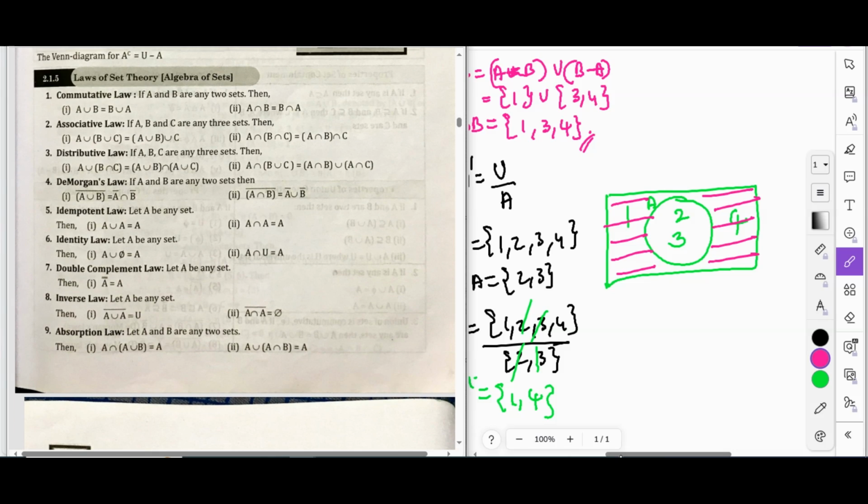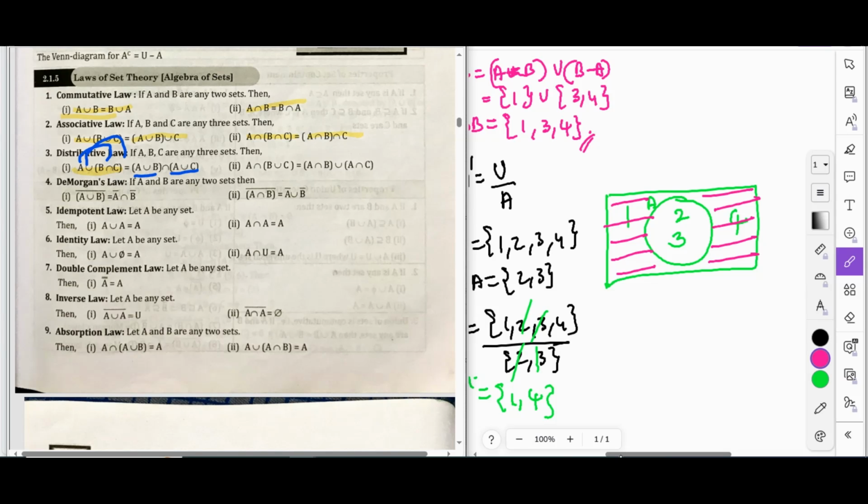Then we have the laws of set theory. What are the laws? It is the commutative law: A union B equals B union A, and A intersection B equals B intersection A. Then the associative law: A union of B union C equals A union B, union C. It is the same thing with intersection: A intersection of B intersection C equals A intersection B, intersection C. Then the distributive property: A is distributed to B and A is distributed to C. That is A union B intersection C equals A union B intersection A union C.